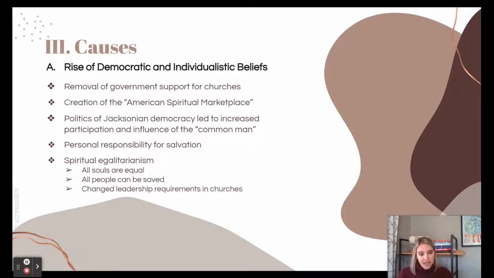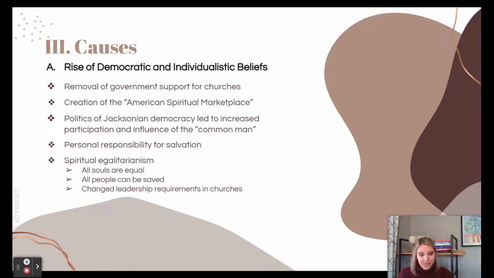One of the main things I think that you'll want to understand is that there is a spiritual egalitarianism. And what that means is that all souls are created equal. We think of America as being focused on equality and how that's some of our founding principles. Well, this shifts into impacting religion as well.